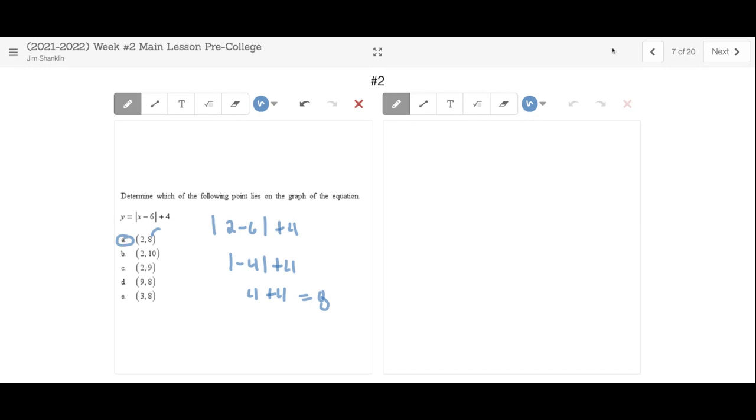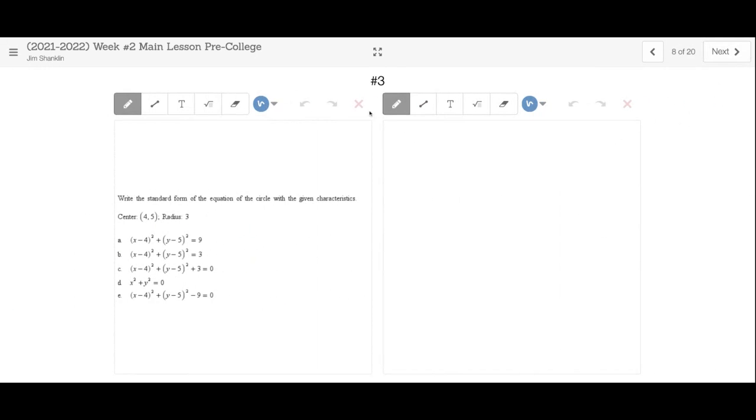All right, let's go to slide number 8. This is practice problem number 3. Now this one says write the standard form of the equation of a circle with the given characteristics. Center, 4, 5, radius, 3. Okay, so Jacob, why don't you write what you think the equation is, and we'll see if you get it.